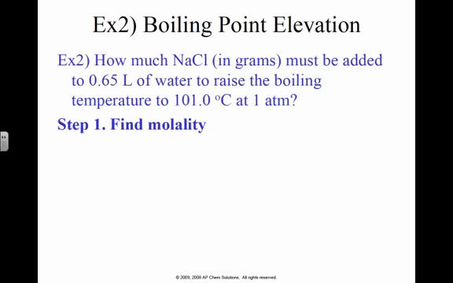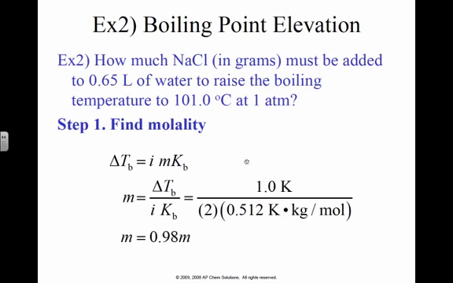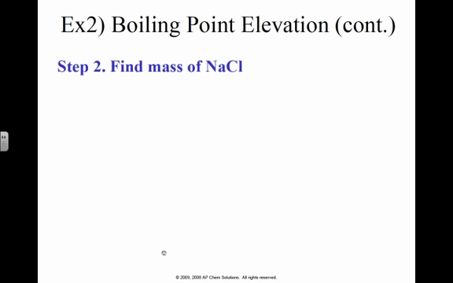How much NaCl in grams must be added to 0.65 liters of water to raise the boiling temperature 1 degree at 1 atm? So I want a change in temperature of 1. My van 't Hoff factor is still 2. I'm going to solve for molality. 1, 2, constant, solve for molality, I get 0.98.